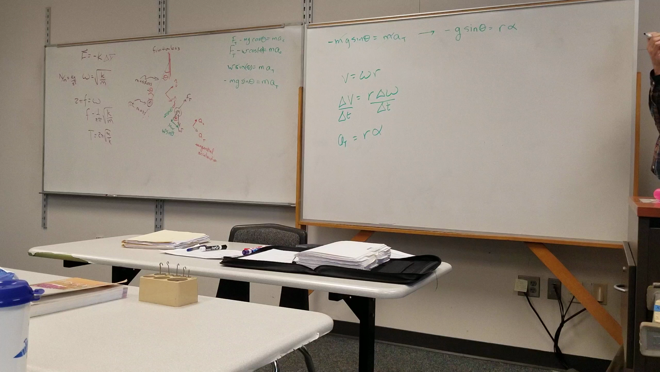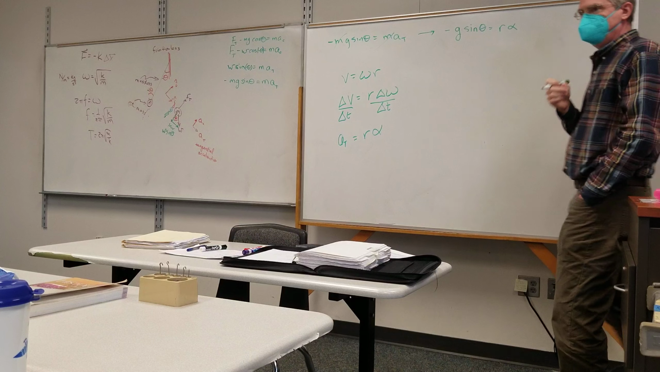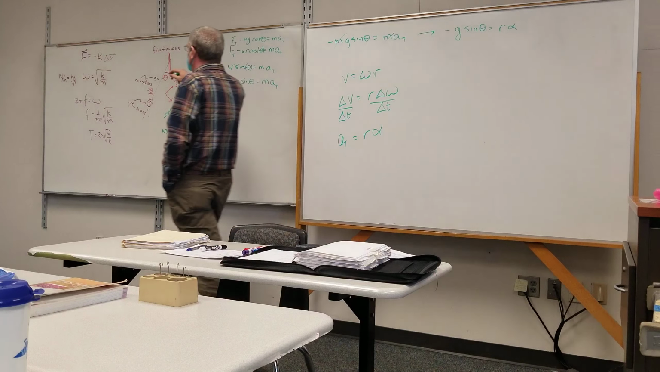The angular speed changes. So I'm left with negative g sine theta is equal to r alpha. Now it's still not quite in this form yet. Let's manipulate this form just a little bit and then we'll go back over there. Newton's, if this is all I have acting on an object, then if that's the total force, this is equal to mass times acceleration.